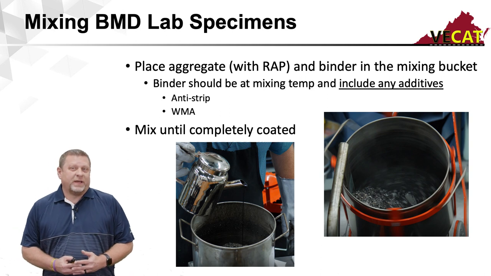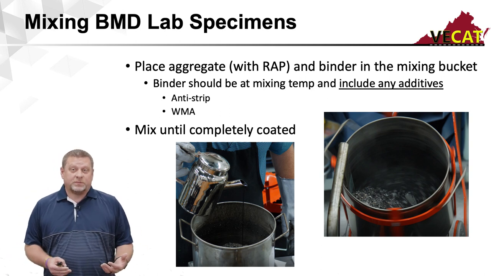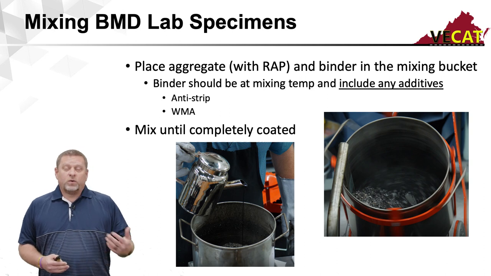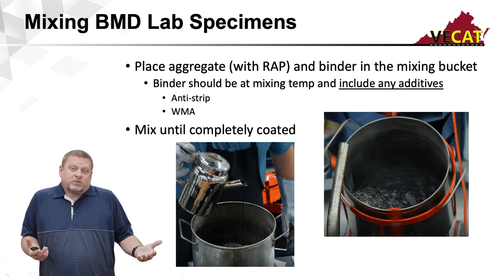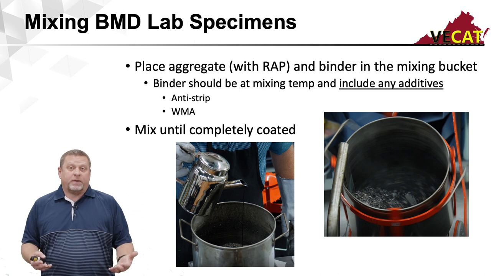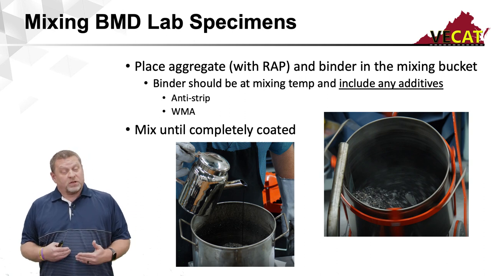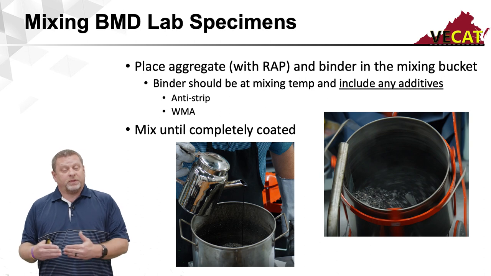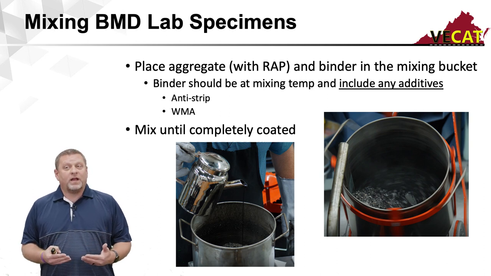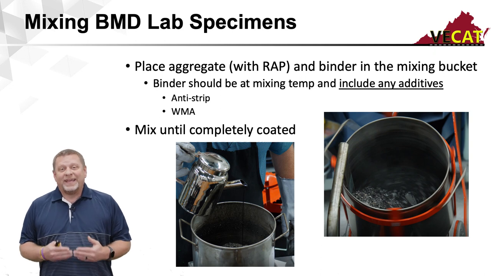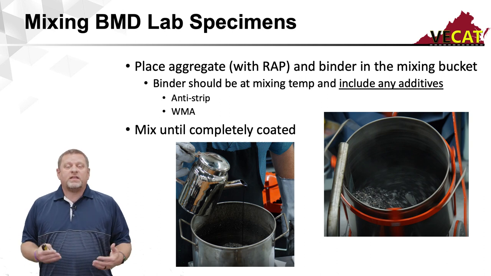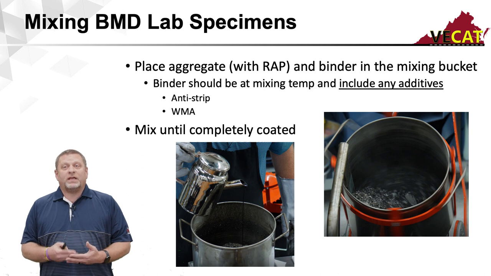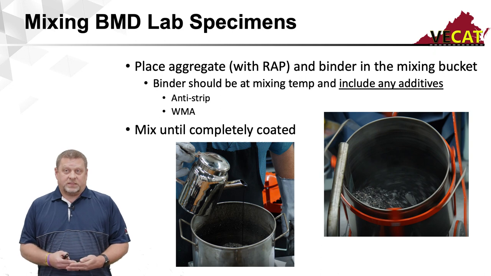One thing a little different when we mix a BMD specimen versus a volumetric specimen: in the old days when we did a volumetric design, if my liquid binder didn't have an antistrip in it and I was just doing volumetric specimens, it didn't really impact a volumetric test, so it was okay. If I was going to be doing a TSR test, which we have now moved over to a performance BMD test, that antistrip would have to be in there. So it's important, as we've noted here, that any additives, whether it be an antistrip additive, a warm mix additive, a rejuvenator, or anything that we might be adding to our mixes, needs to be in the mix design binder we're using when making our performance test specimens.